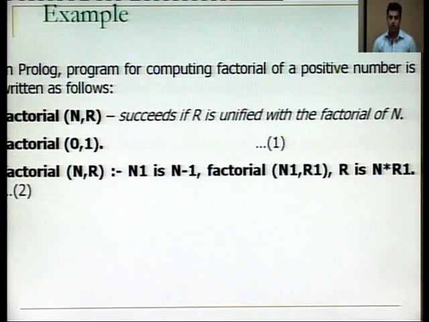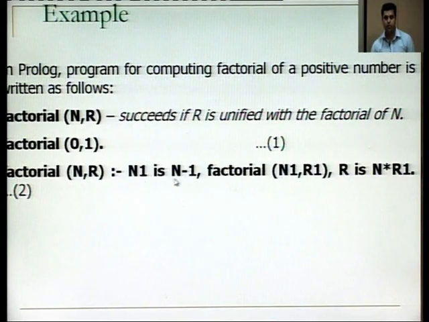So, let us take one more example. This is a program that is used to calculate the factorial of a number. The factorial of n is r. It succeeds if n is unified with the factorial of r. Factorial of 0 is 1. This is one fact. This is the rule.